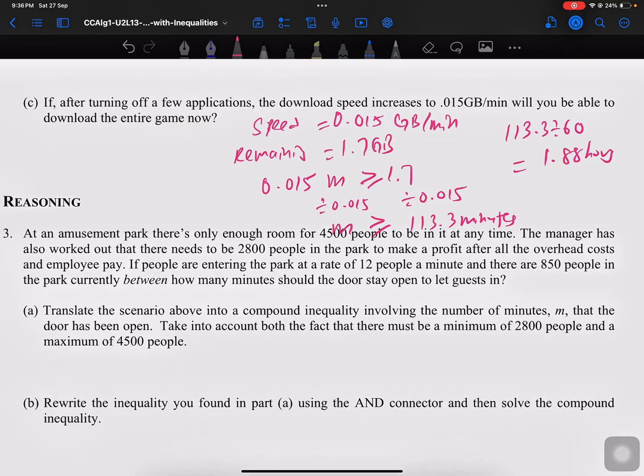So with this faster speed, the game will finish under 2 hours. So yes, it is enough time.